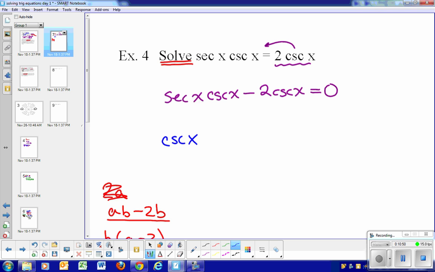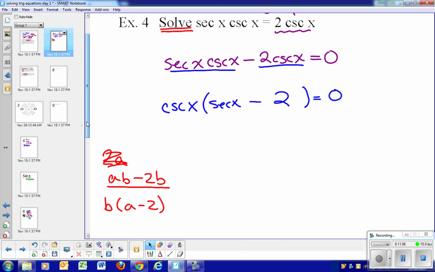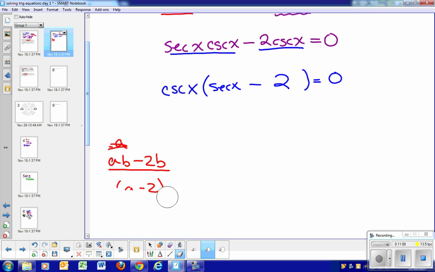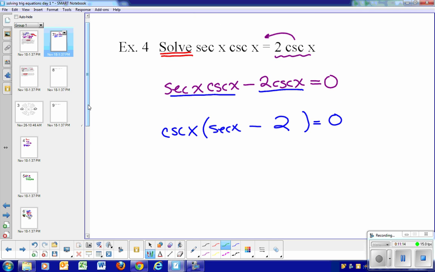What's left from this first term? Secant. What's left from this term? Minus 2. So that is what I would do as my first step after you move that one term over to the other side. I would do some factoring. Then the point of factoring is if you factor with something set equal to 0, then each of the factors could equal 0. Either cosecant of x equals 0 or secant of x minus 2 equals 0. If the second one is true, I'd get secant of x equals 2.